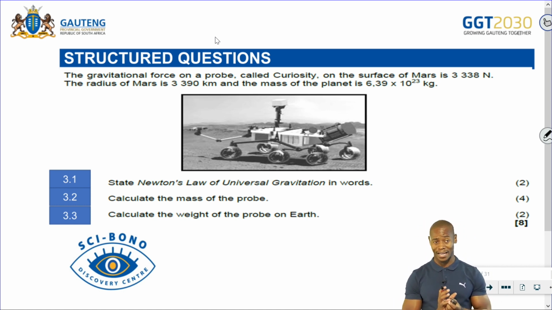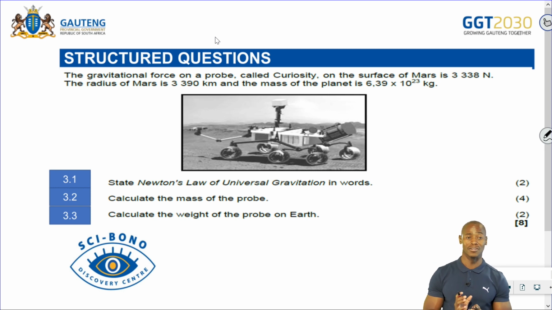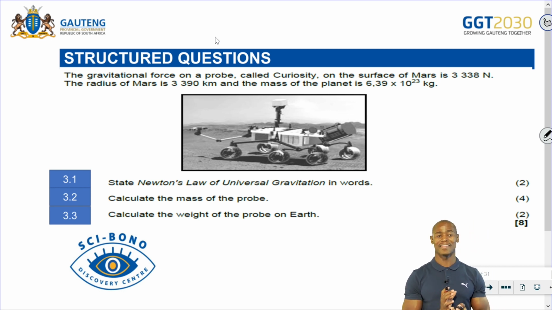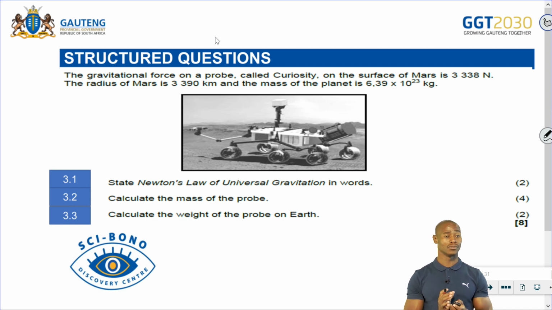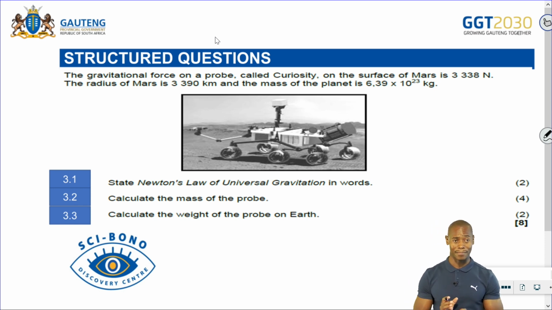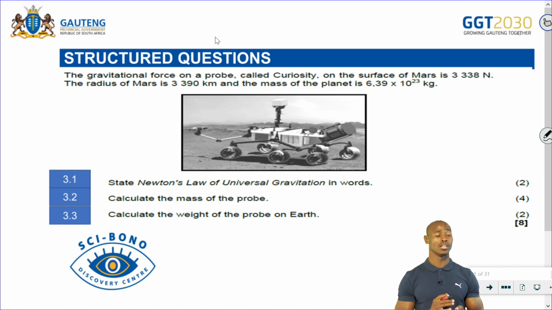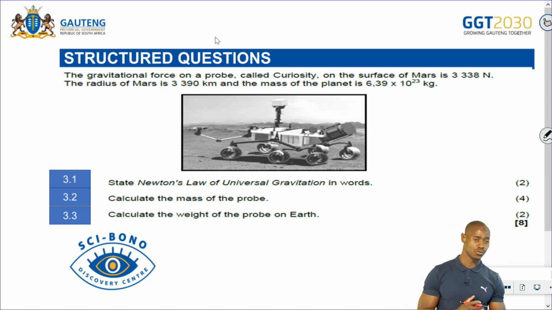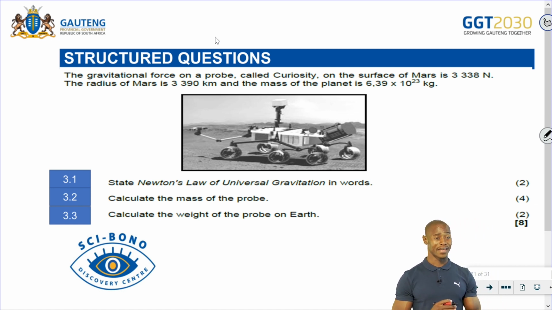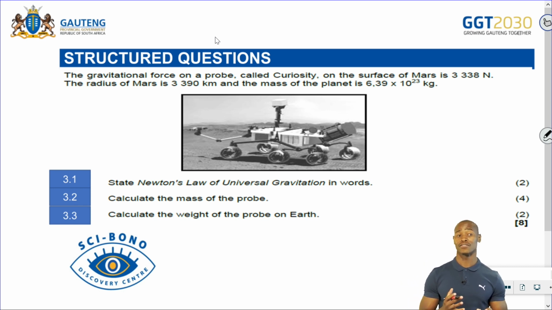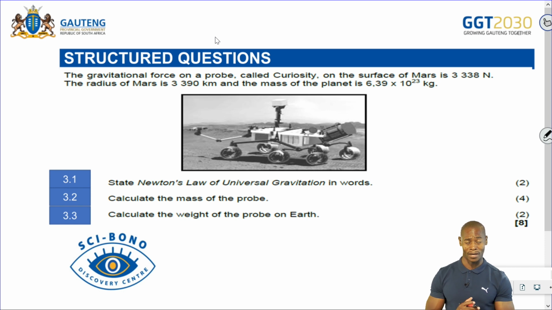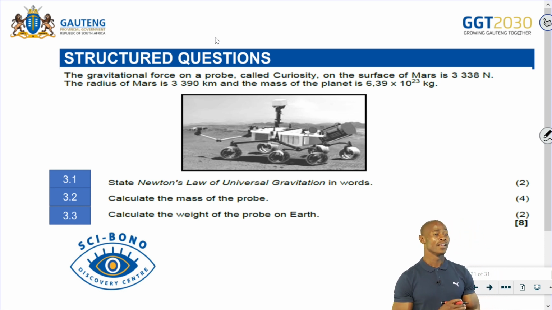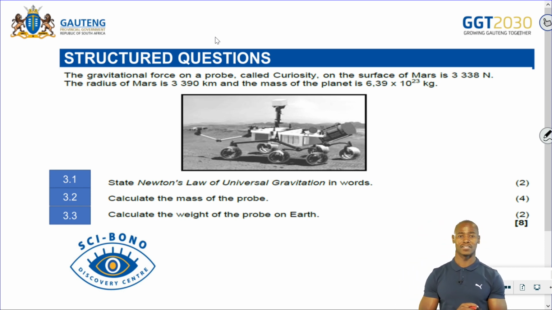each particle in the universe attracts every other particle with a gravitational force that is directly proportional to the product of their masses and inversely proportional to the square of the distance between their centers. So that is how we have to state Newton's law of universal gravitation. Then they want us to calculate the mass of the probe.